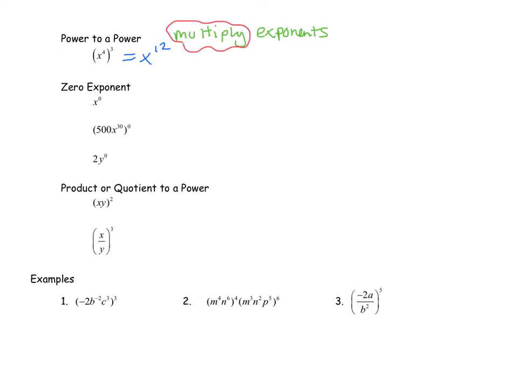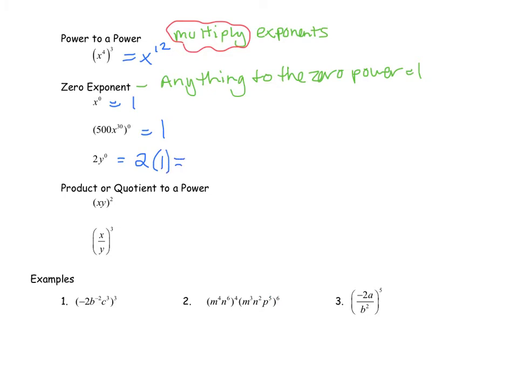The 0 exponent, everyone's favorite. Anything to the 0 power is 1. But you have to be really careful about parentheses with this. This means that, yes, x to the 0 equals 1. It doesn't matter what x is. 500 x to the 30th, all to the 0 power, is still just 1 because the whole thing is in parentheses being put to the 0 power. But be careful on this third example, the 2 is not being put to the 0 power. Only the y is. So this is really 2 times 1, which equals 2.